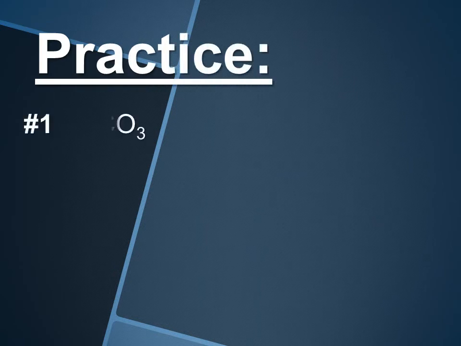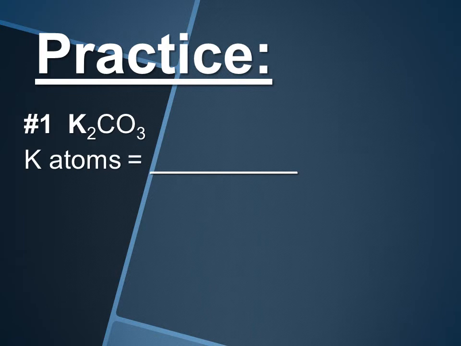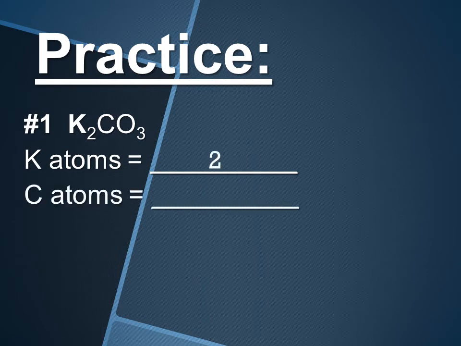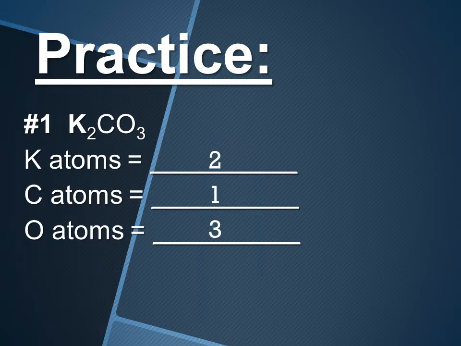Now let's practice. So take a look at the formula and let's figure out how many potassium atoms there are. Did you figure out that there are 2? Now figure out how many carbon atoms there are. Did you figure out that there are 1? And how many oxygen? Did you figure out that there are 3?